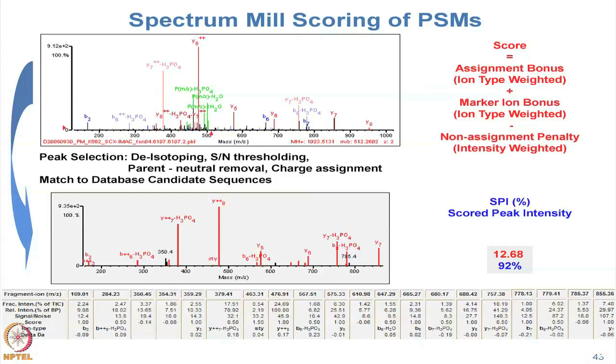The scoring has three components to it. There is a positive component that means the mass matches a fragment ion type. The score of that match is independent of the intensity, but it is weighted by what ion type it is. There is a bonus for having composition information like ammonium ions, and then there is a negative portion of the score that is for peaks that are not assigned. Basically a tall peak in a spectrum that's unassigned, that's bad, right? That suggests that you have an incorrect interpretation or you've got multiple things that are being fragmented at the same time. The different ion types have different scores.